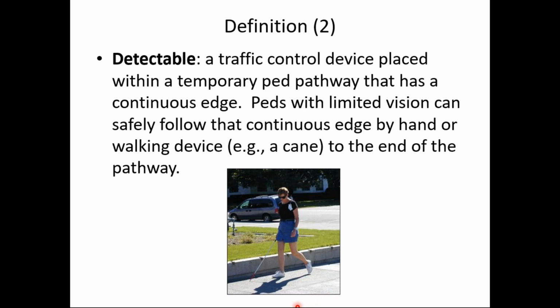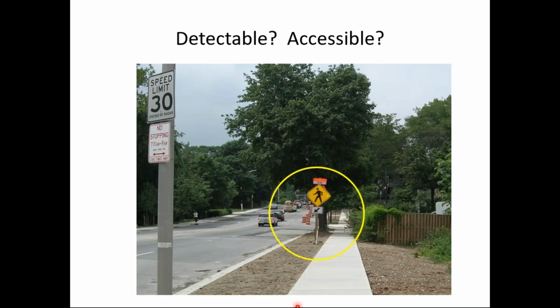But obviously, if I'm in a wheelchair, a curb is not a good thing. It's a barrier that prevents me from moving between the sidewalk and the street. So that's why we have to use curb ramps. Here are some examples I've taken in my travels over the last few years, and I'll raise the question: are they detectable or accessible?